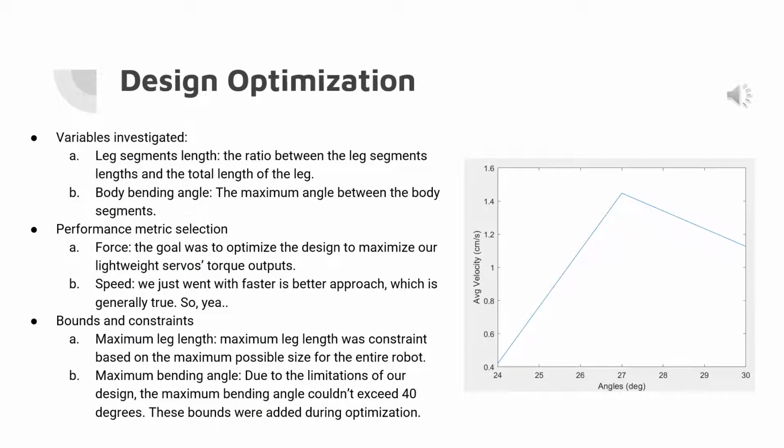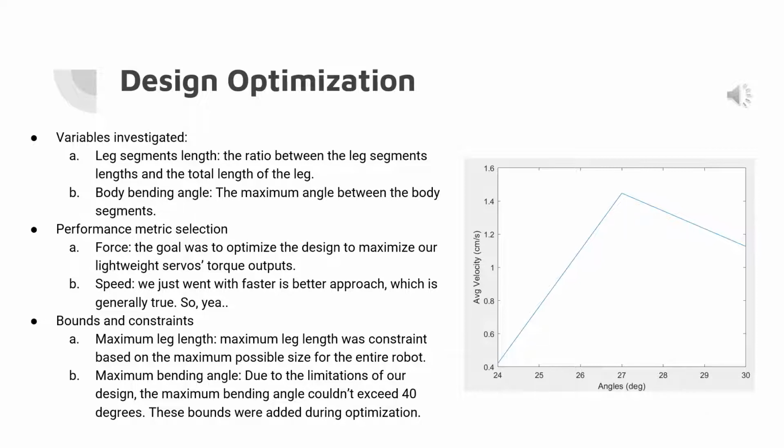Now to go over our design optimization process. The two variables we decided to optimize for were leg segment length ratios and the body bending angle. We optimized them for force and speed. Optimizing them for force would allow us to maximize our servo's output, and optimizing for speed would allow us faster engaging and disengaging of the leg, increasing grip in granular media.